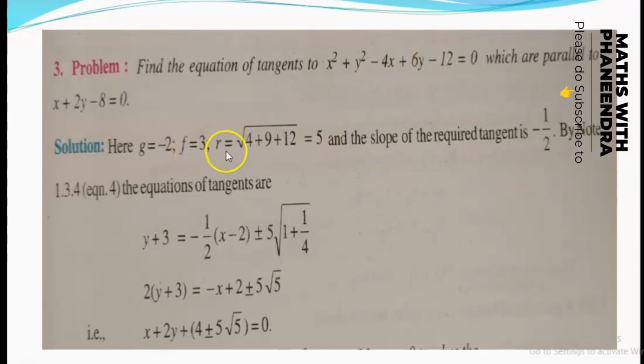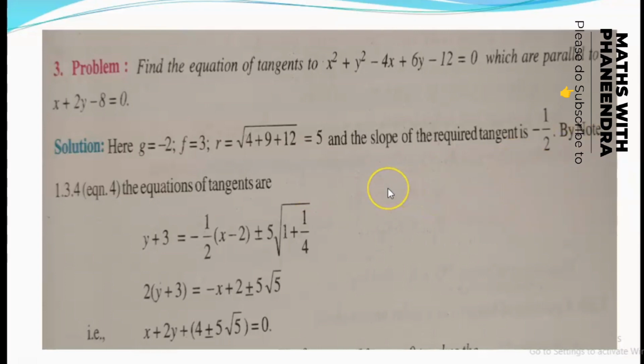Now we have got the g, f and radius values. The given line is x plus 2y minus 8 equal to 0. The slope of that line is m equal to minus 1 by 2. After that, the equation of tangents with slope m which are parallel to this line is, write the formula. Before that we have the formula y plus f is equal to m into x plus g plus or minus r into root of 1 plus m square.